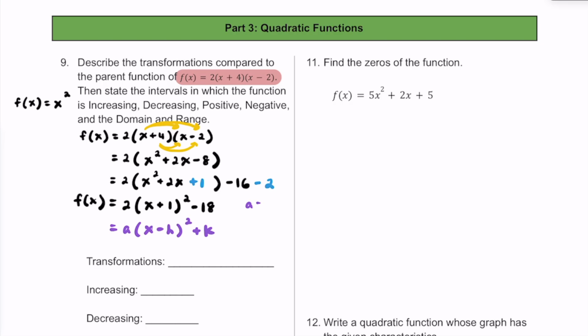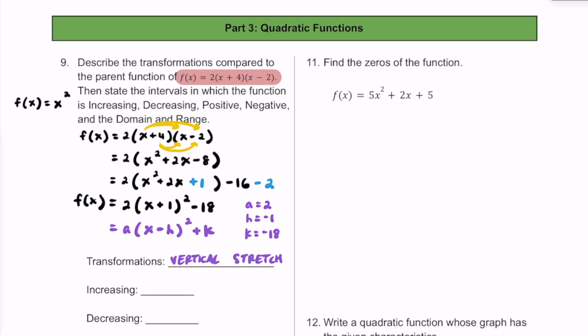We have a is equal to 2, so that lets us know that we have a vertical stretch. We also have h is equal to -1, so we're translating this left 1 unit. And then we also have k is equal to -18, so we're translating this down 18 units. All right, so for the transformations, we can say that we're going to have a vertical stretch.